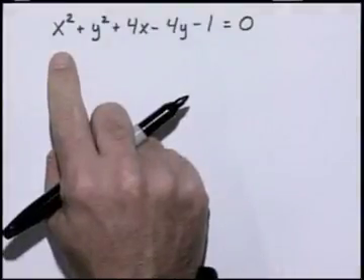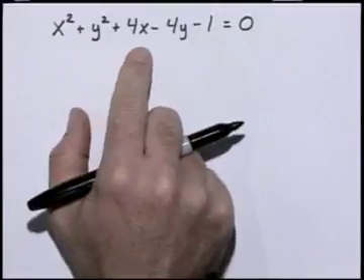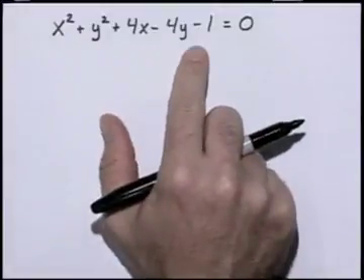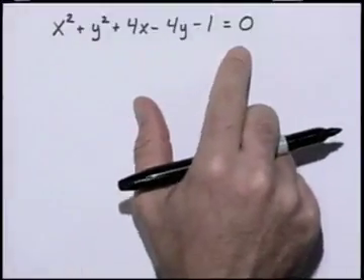We need to find the center and radius of a circle where the equation of the circle is given to us in general form. To do this, we need to complete the square in both x and y. Our equation is x squared plus y squared plus 4x minus 4y minus 1 equals 0.